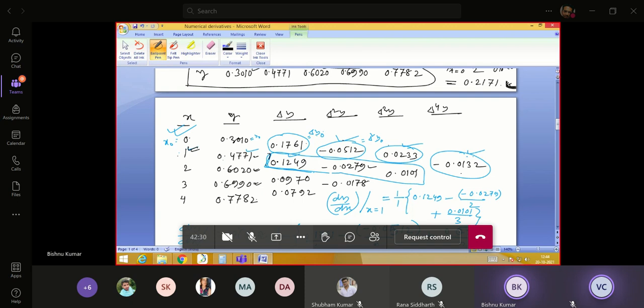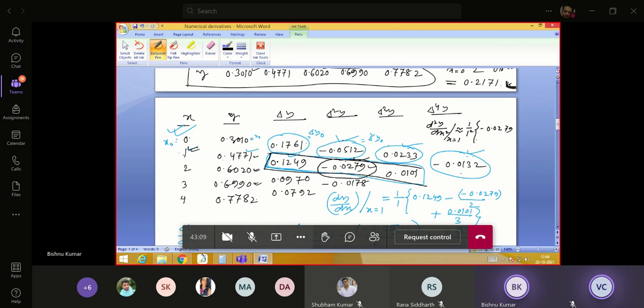So the second derivative at x equals 1, how much will it be? Tell me directly. Associated with 1 are the upper diagonal elements. But for the second derivative, your starting value is the second difference. Outside, 1 by h square, means 1 square.